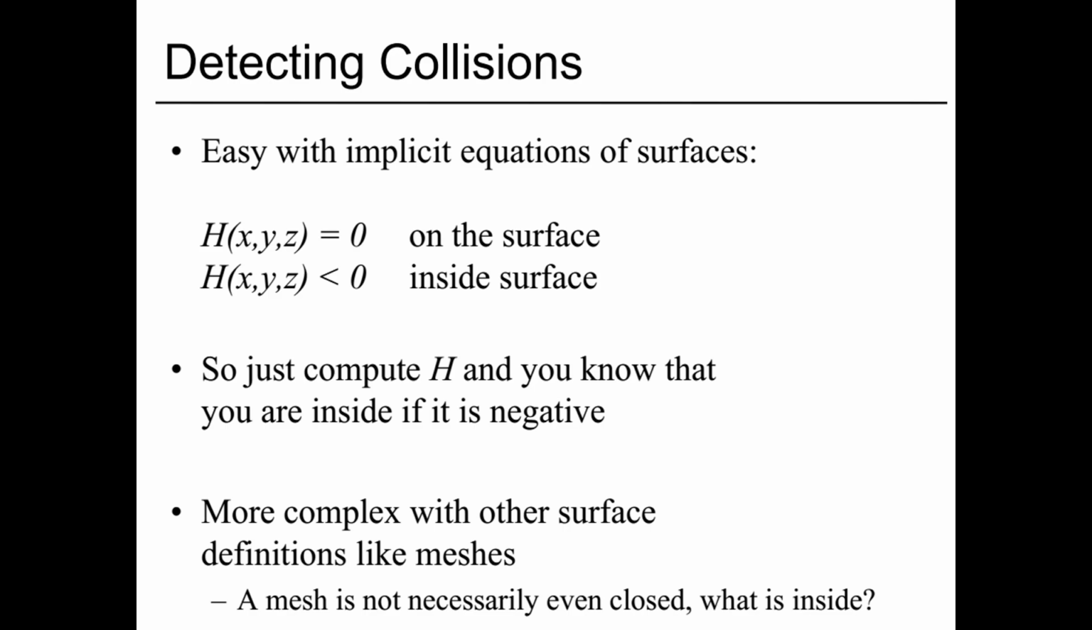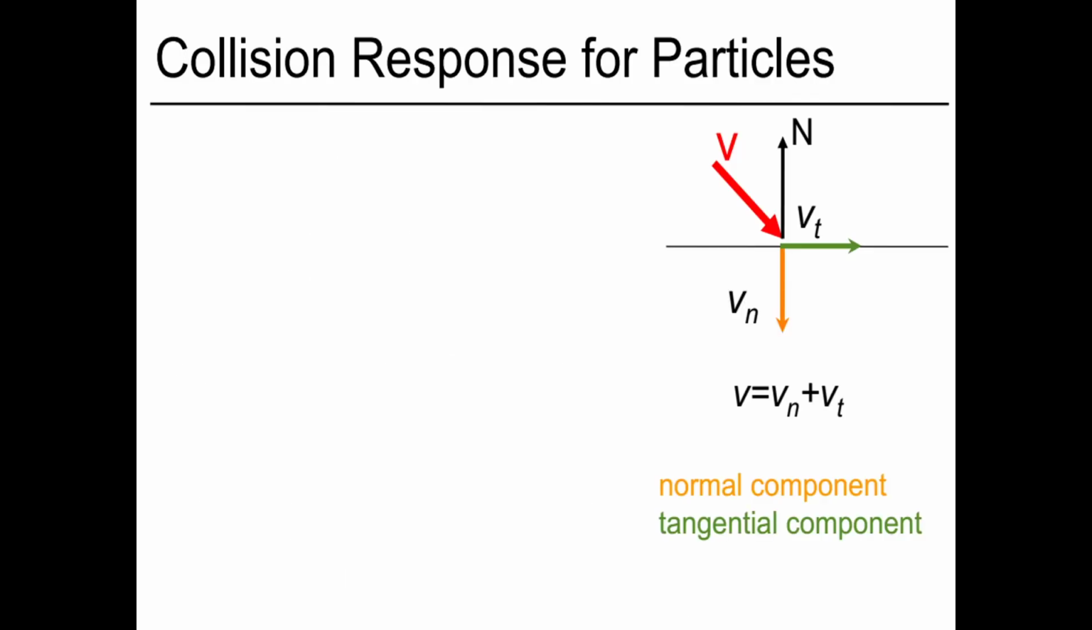Collision response for particles. The simplest collision response we can consider is when a particle in motion hits a stationary plane surface. If the corresponding velocity of the particle is represented by v, then we can decompose the vector into two components at the point of collision, as shown here. One is the tangential component vt, which runs along the plane surface, and the other is the normal component vn, which is perpendicular to the plane surface.